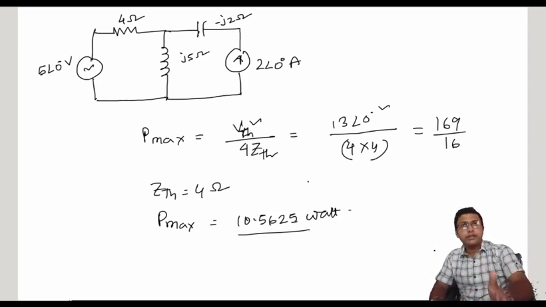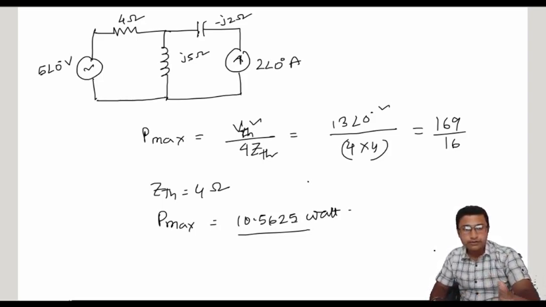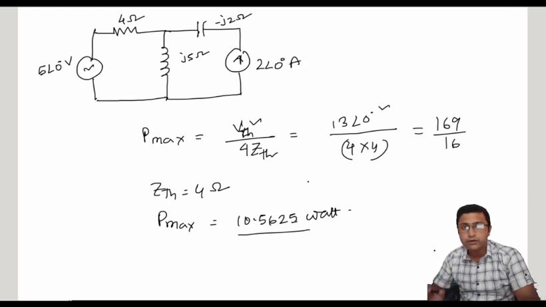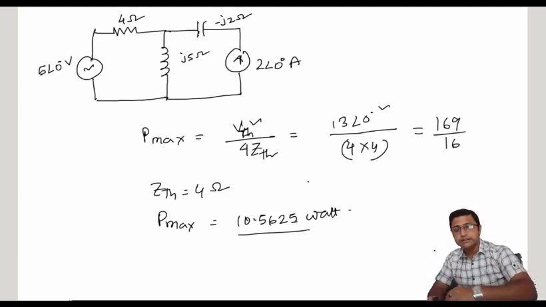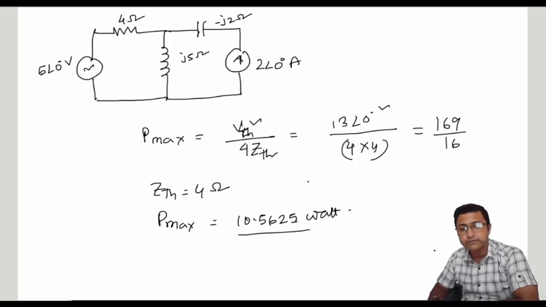If there is a problem to solve with the maximum power transfer theorem, step 1 and step 2 are exactly similar to Thevenin's theorem. That means finding the Thevenin equivalent voltage and the Thevenin equivalent impedance, VTH and ZTH. Once you have found the values of VTH and ZTH, you can go for the calculation of maximum power. The formula is VTH square by 4 ZTH. Here VTH and ZTH were calculated in the previous problem using Thevenin's theorem. So put in the values of VTH and ZTH and simply get the maximum power, 10.5625 watt.